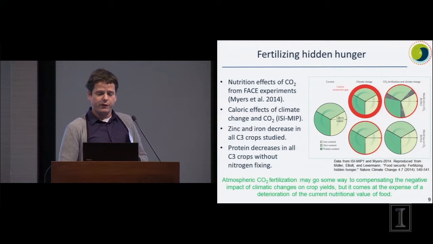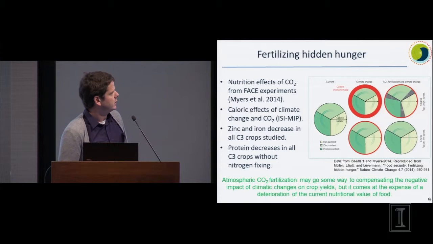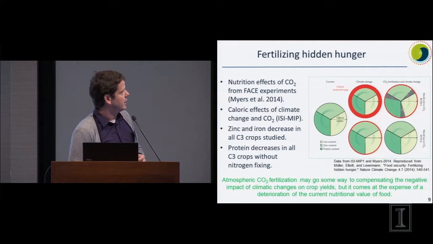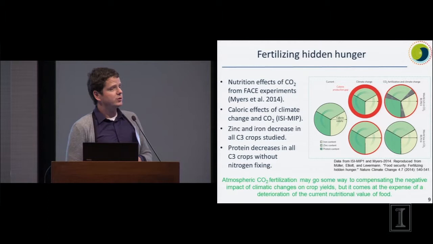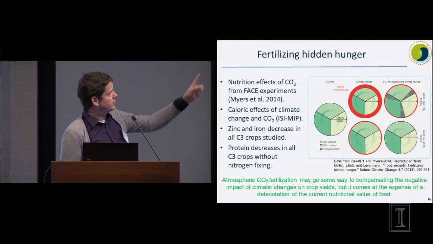So if you imagine that the size of this plate is proportional to the total global calorie production, and that each plate's section is based on its collection of nutrients, where we're considering here protein and zinc and iron. Under climate change, under RCP 8.5, with no CO2 fertilization effects, you get 20 to 25% reduction in caloric production, which is the red band, the big thick red band there at the top.